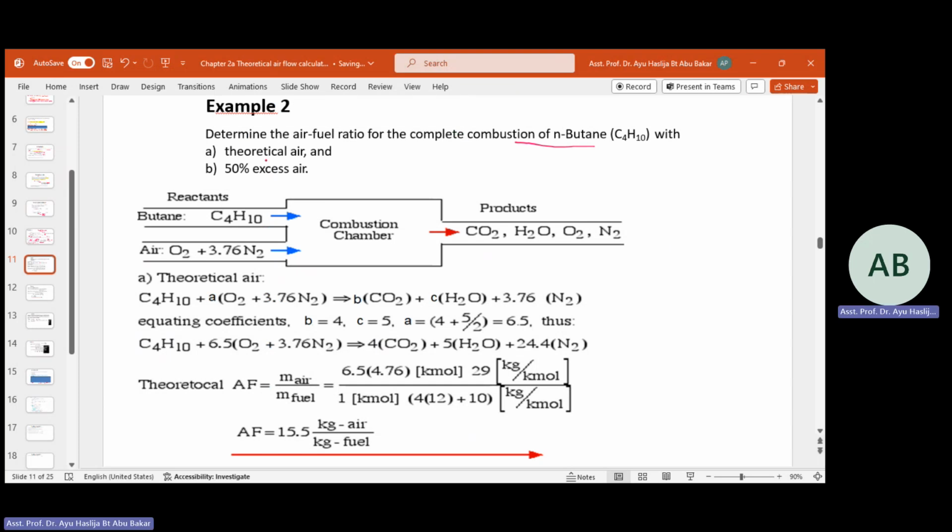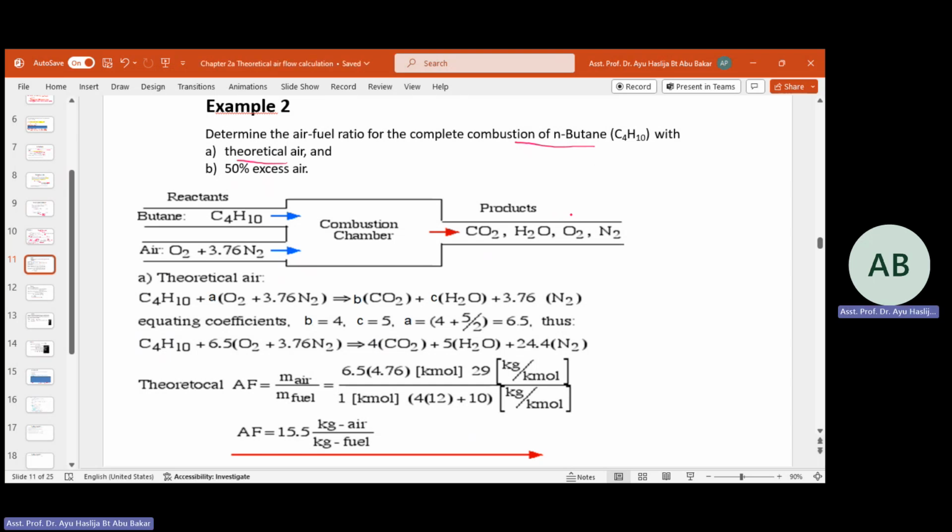Okay, with two conditions: theoretical air and 50% excess air. Theoretical air means the minimum. 50% excess air, you have an excess of air. Okay, so this is the process flow. Butane and air enter the combustion chamber, and these are the products.